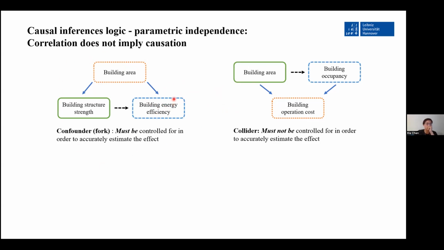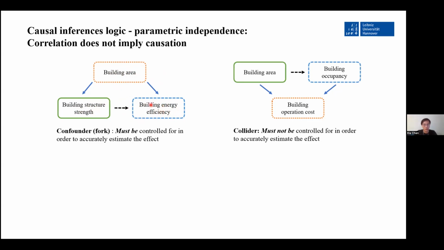Say we have a data set for a machine learning model to figure out what we should do to enhance building energy efficiency. And we know that the building area is the common cause of the building structure strength and energy efficiency. If the building is small, it's more compact, so it has higher energy efficiency, but it doesn't need a really high structure strength. But if a building is big, then it normally has a higher structure strength and less energy efficiency, generally speaking.